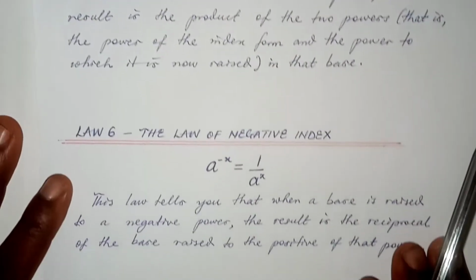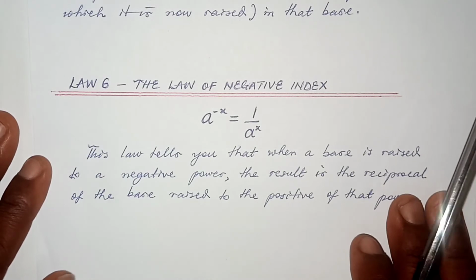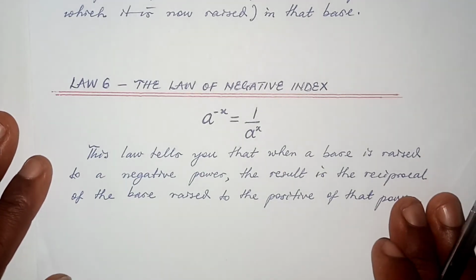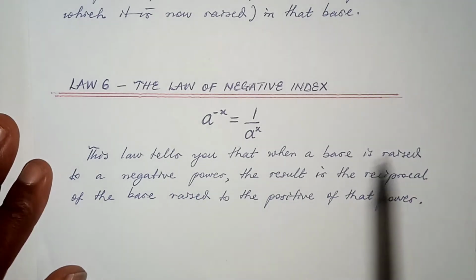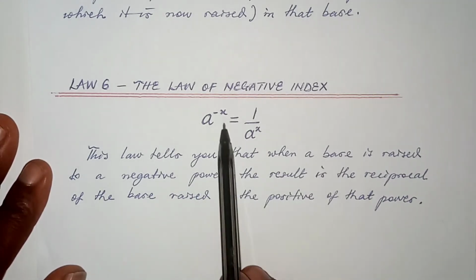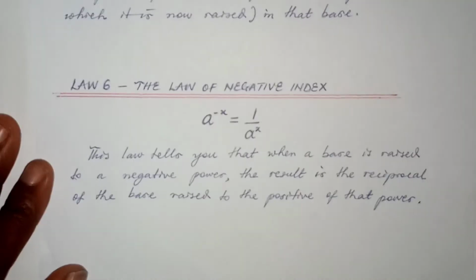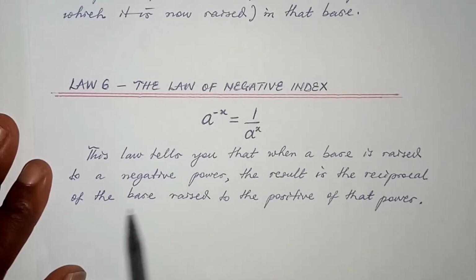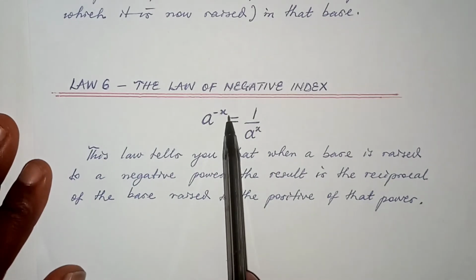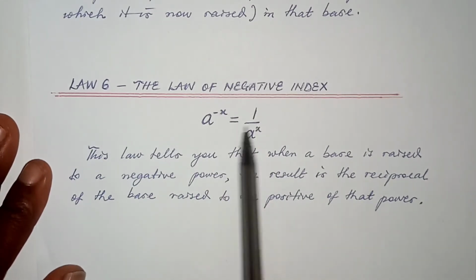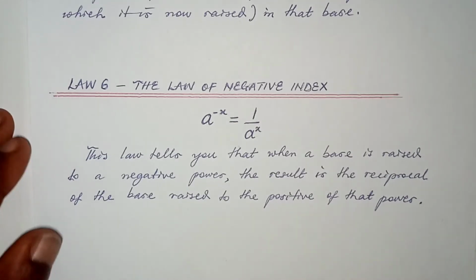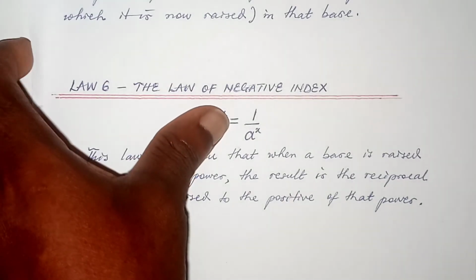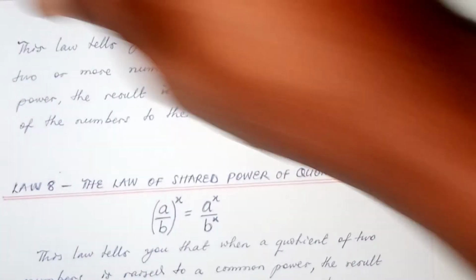Now let us consider law number 6, the law of negative index. The law is simple. The law states that when a base is raised to a negative index, the result is the reciprocal of that base raised to the positive of that power. Okay, so a raised to power minus x is equal to 1 over a raised to power x. We are going to be proving this law also.